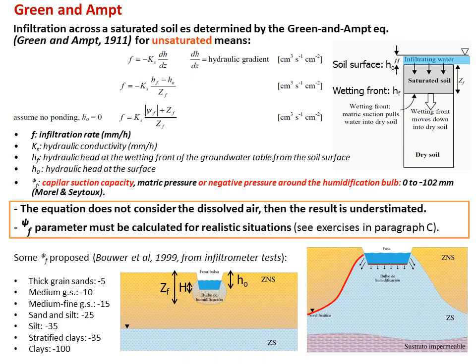Sixty years after Darcy, Green and Ampt proposed a new formula for unsaturated media, in which the infiltration rate was a function of the capillary suction capacity or negative pressure around the humidification valve. This equation does not consider the dissolved air, so the result is underestimated. The phi parameter must be calculated for realistic situations.